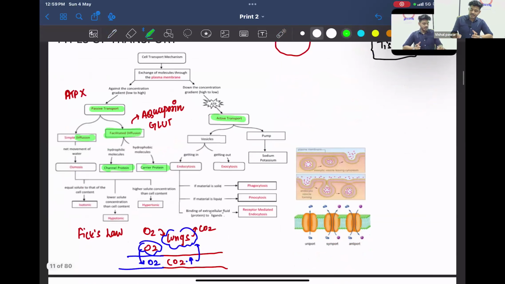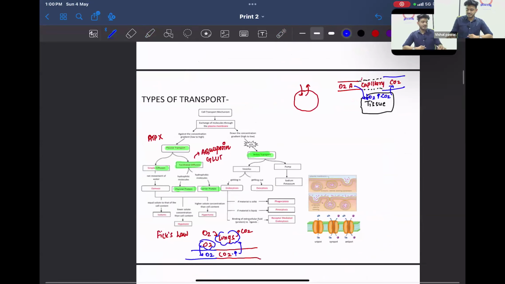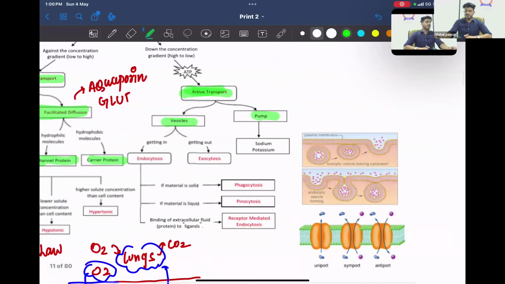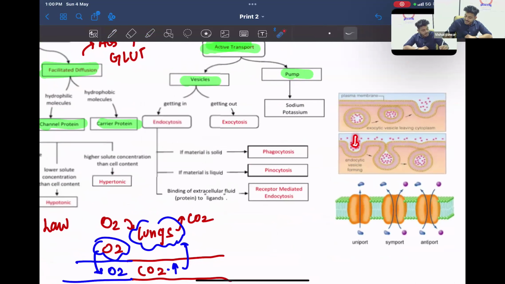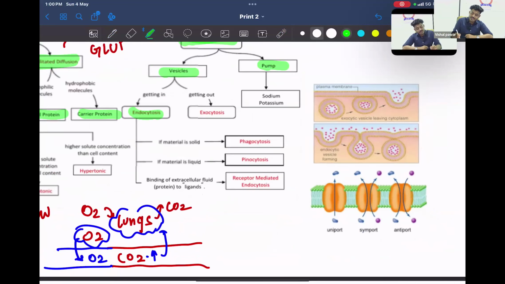The second type of transport we have is going to be what? Active transport. Active means it will require some kind of energy, right? We can have two types of transport here. One is going to be vesicular, another one is going to be with the help of pumps, right? Vesicular means if you are engulfing something, this is known as endocytosis. If you are releasing something out, this is known as exocytosis. So we can have two things: one is endocytosis, another one is exocytosis.